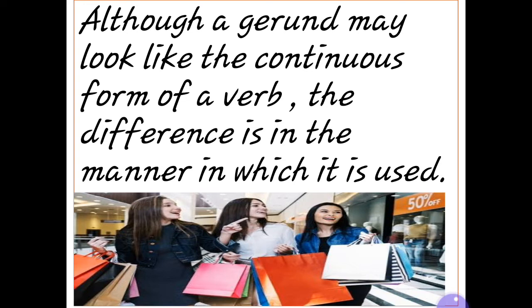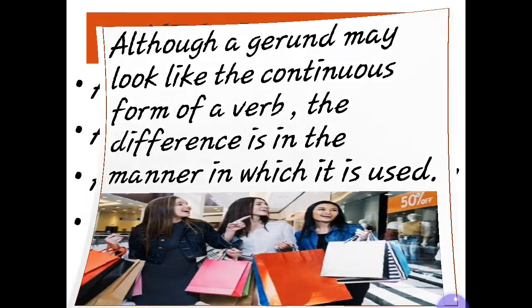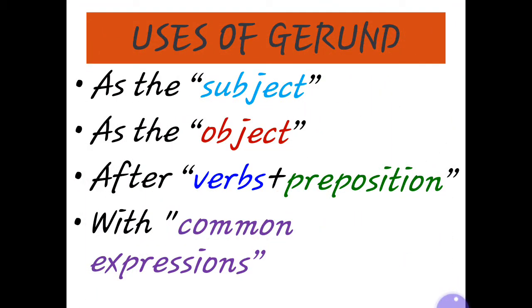Now, there are 4 different ways we can use a gerund. The first is using it as the subject of the sentence. The second is using the gerund as the object of the sentence. We can also use the gerund after a verb plus a preposition. We'll give you the examples. And then lastly, you can use a gerund with common expressions. Today in this class, we're going to break it down. We're first going to look at subject and object uses. In our next class, we'll treat the others.